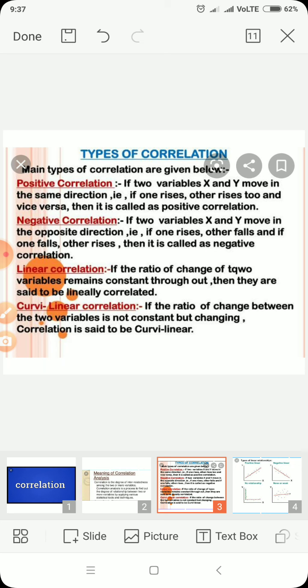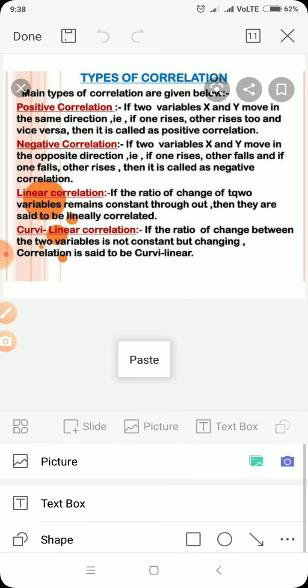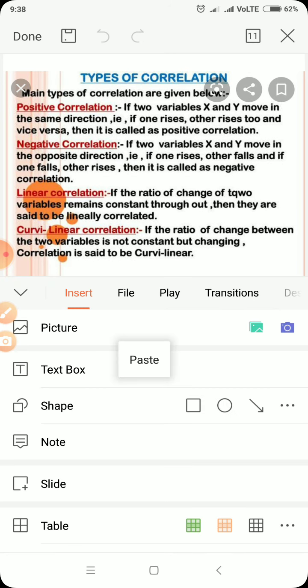Then we have curvilinear, or you can say non-linear correlation. When two variables do not change in any constant proportion, that means there is a large gap between their changes. Variables are not increasing at a constant proportion. In that case, we can say the correlation is a non-linear or curvilinear correlation.